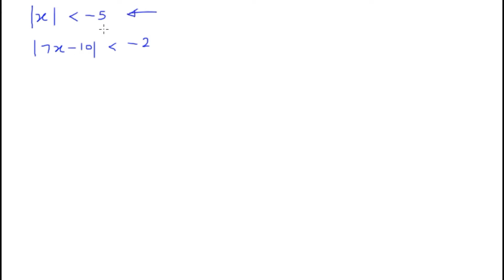For the first one, what it actually means is that you need a value of x whose unit away from 0 is less than -5. That is, its unit away from 0 is negative. It's impossible, okay, because the unit away from 0 will always be positive. It's a distance. You understand? It's a distance and it cannot be negative.